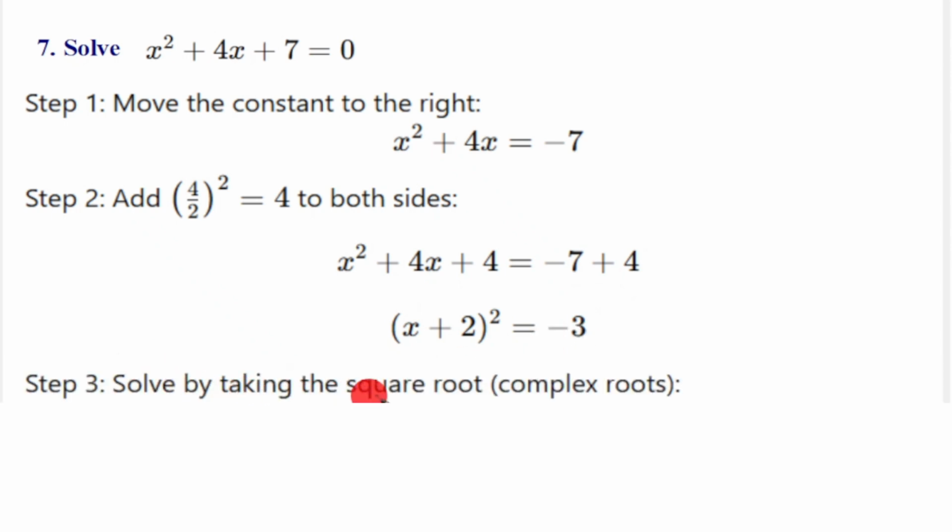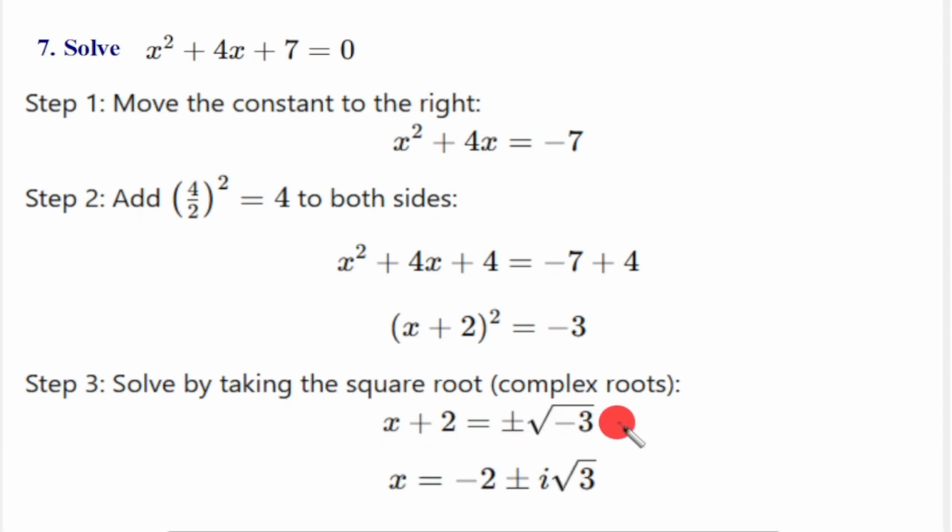Step 3, solve by taking the square root on both sides. You will get a complex root. Over the set of real numbers, this quadratic equation has no solution. This quadratic equation has a complex root. When we take the square root on both sides, x + 2 = ±√(−3), and the square root of −3 is √3 i. When we solve for x, we get x = −2 ± √3 i. Therefore, the solution set is −2 ± √3 i.